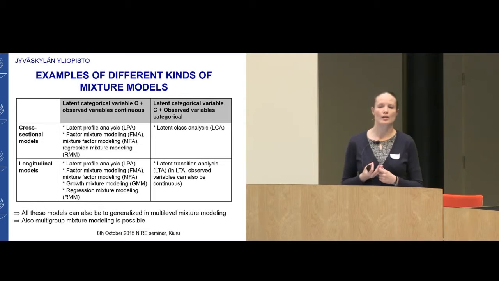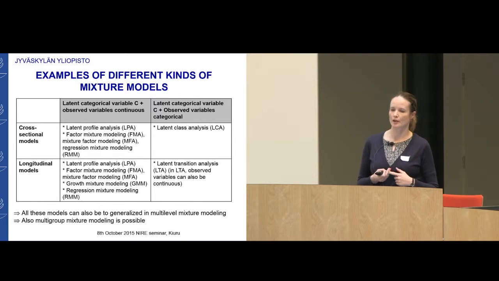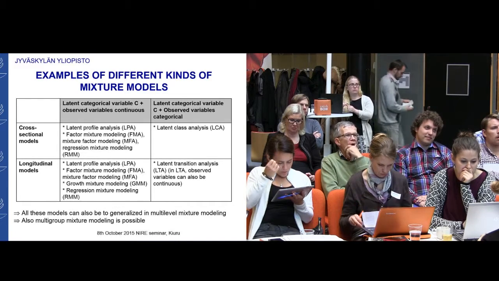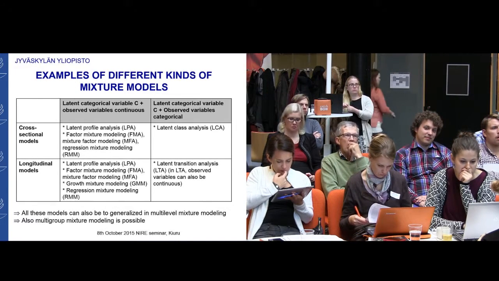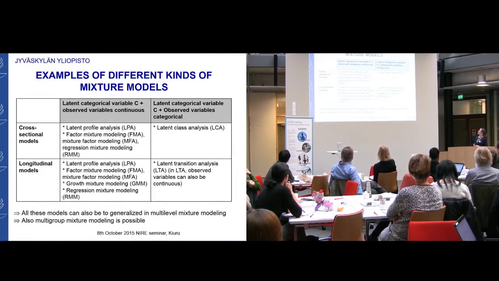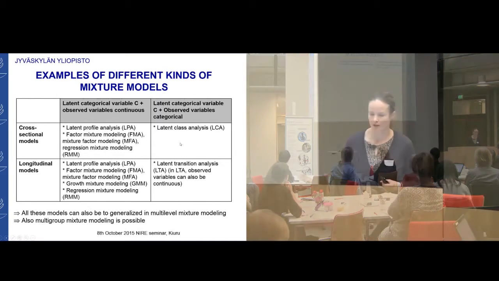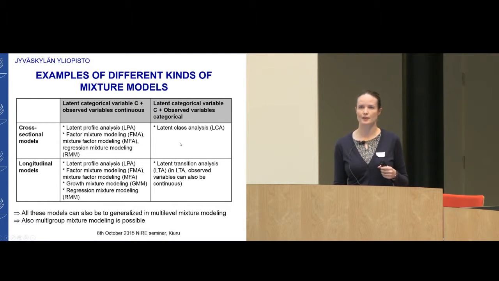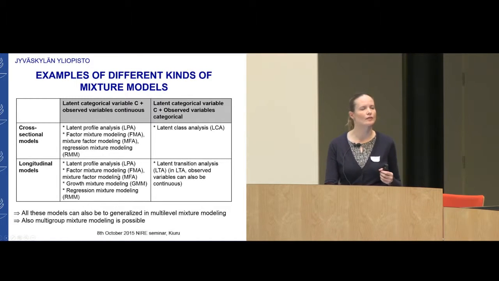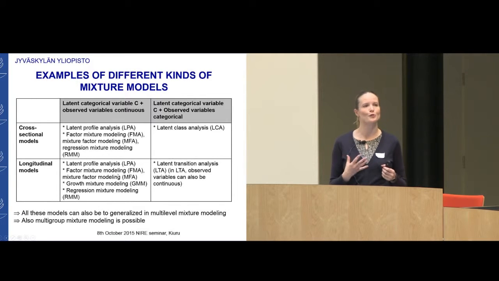And here are some examples of different kinds of mixture models. Latent profile analysis, factor mixture modeling, mixture factor modeling, regression mixture modeling, growth mixture modeling, and so on. And also for categorical variables, there are possibilities like latent class analysis, latent transition analysis, and of course, these are just examples. So basically, it depends on the researcher who knows the data, what's the best kind of model it can be.